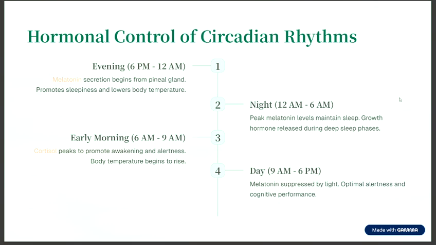our body, we feel sleepy. It promotes sleepiness and lowers our body temperature. It is the reason that our body temperature is low during the night. Peak melatonin levels maintain our sleep, and during deep sleep phases, growth hormone is released. During early morning, cortisol peaks to promote awakening and alertness. And how does our body know that it should produce cortisol? We should learn about this in the next slide.